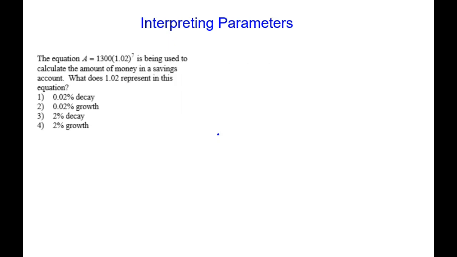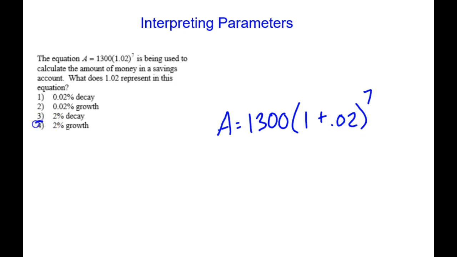That's how much the value of this comic book goes up each year. Now to the last example. The equation A equals 1,300 times 1.02 raised to the 7th is being used to calculate the amount of money in the savings account. What does 1.02 represent in this equation? Just like the last problem, it might help to rewrite this, break it apart as 1 plus 0.02 raised to the 7th. Now we can see our rate, which if we want to convert that to a percent, move the decimal 2 places. So this would represent 2% growth. It's not going to be decay, it's growth because this value is greater than 1.